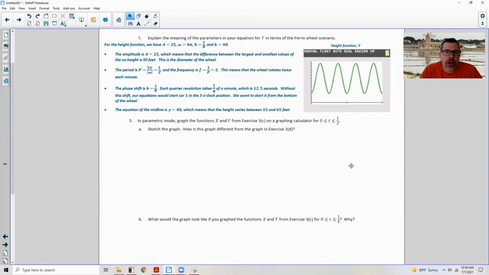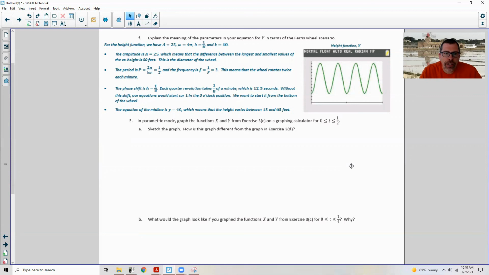And it says for the height function, we have a equals 25, omega equals 4 pi, h equals 1/8, and k equals 40. The amplitude is a equals 25, which means the difference between the largest and smallest values of the co-height is 50 feet. This is the diameter of the wheel. The period is p, which is 2 pi over absolute value of omega, which equals 1/2. And the frequency is f equals 1 over p, which equals 2. This means that the wheel rotates twice each minute.